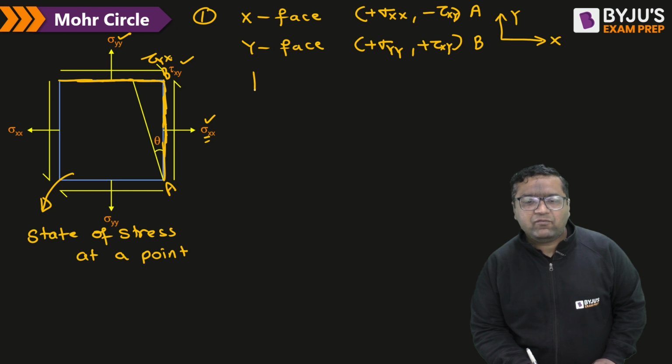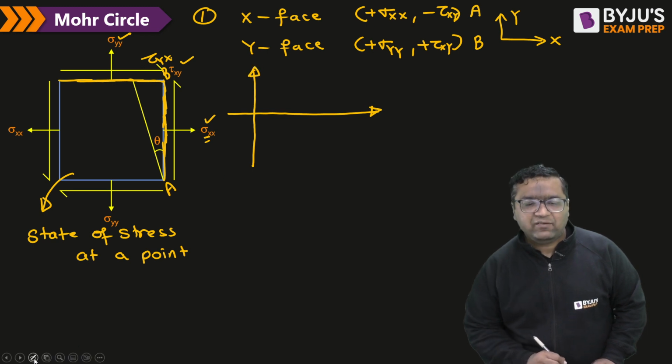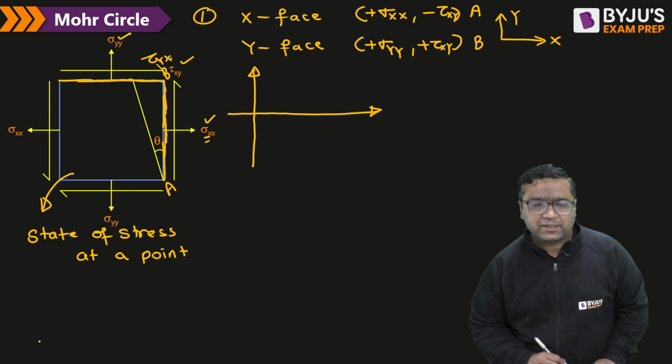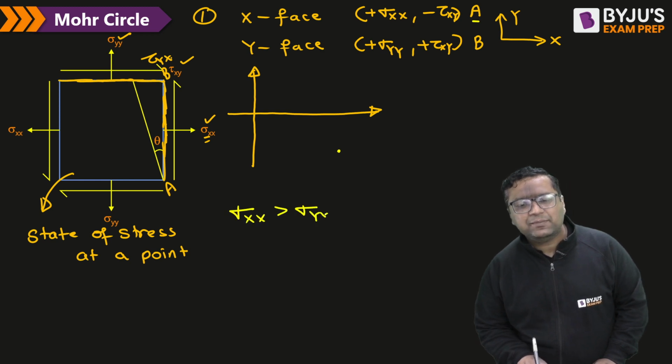Now if we want to plot the Mohr circle, the next step says show these points on the coordinate system of Mohr. If I plot this on Mohr's coordinate system, point A will come somewhere here. I am assuming sigma xx will be more than sigma yy. You can ask me, sir, but why?